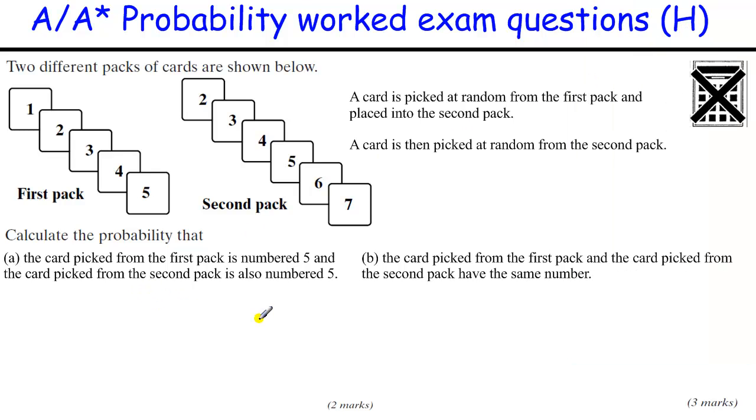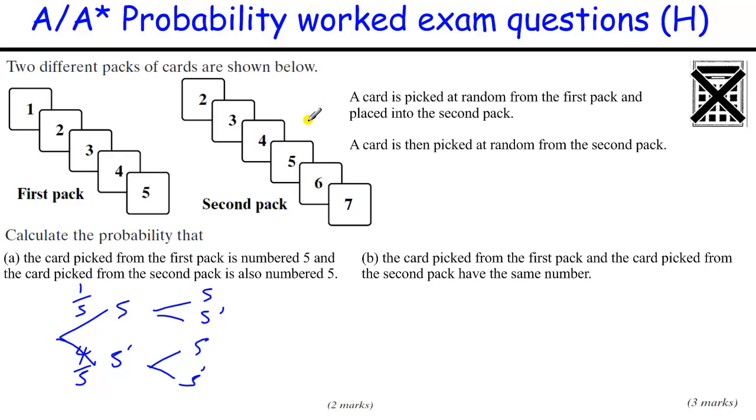Okay, another shuffling question where you're moving things across, quite tricky. Calculate the probability that the card picked from the first pack is number 5, and the second pack is also number 5. So it's either 5 or not 5 that we're interested in here. The probability that's 5 is 1 out of 5, and the probability of not 5 is 4 out of 5.